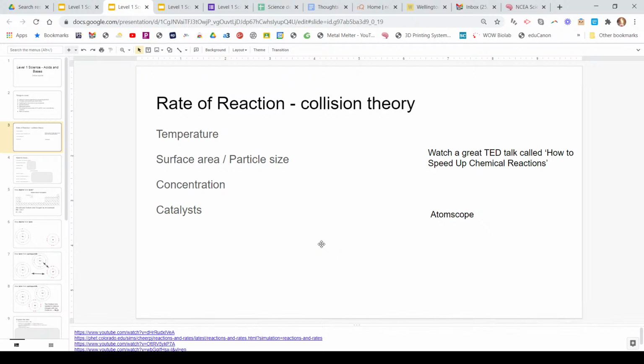Generally, the steeper the line, the greater the rate of reaction, and that tends to happen at the start of a reaction when you've got the highest concentration of each of the reactants. Once the reaction's underway and particles have started to react, then the concentration of the reactants effectively decreases, and so then the rate of reaction slows down.